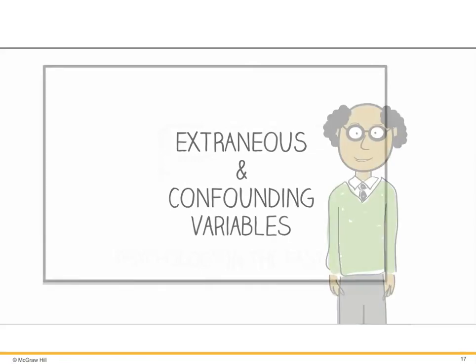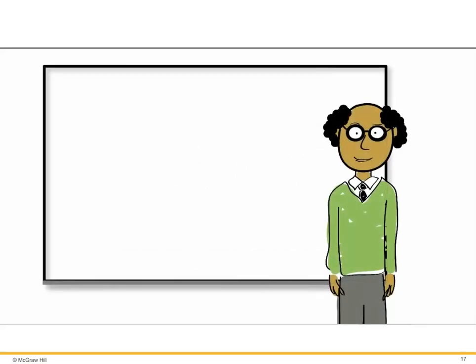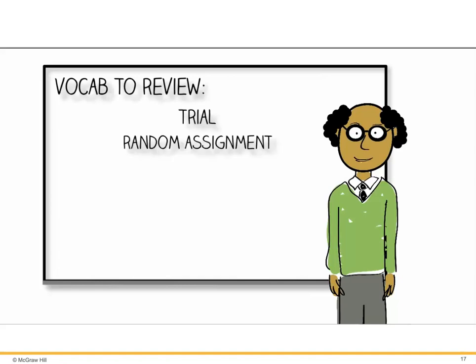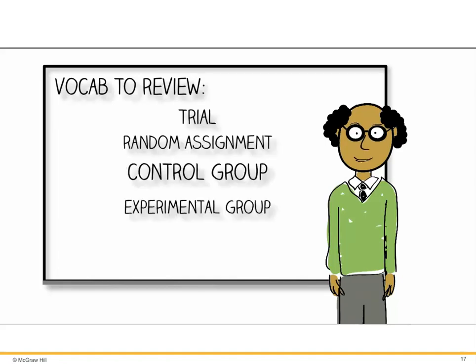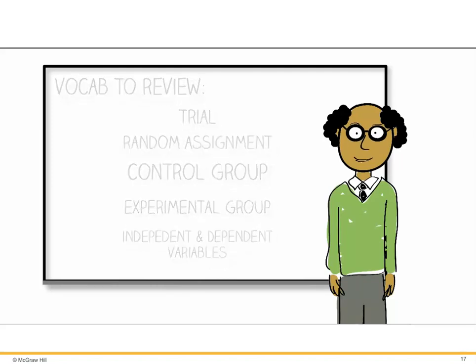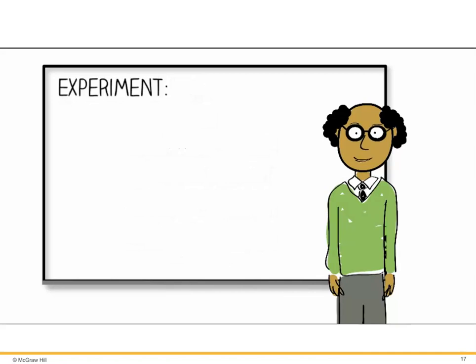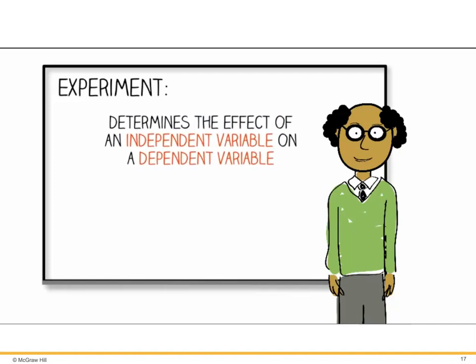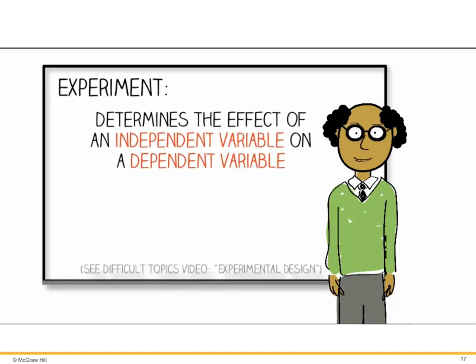Okay, by now you should be familiar with the procedure and vocabulary involved in an experiment. Terms such as trial, random assignment, control group, experimental group, and independent and dependent variables should be second nature to you. And you should be aware that an experiment is designed to determine the effect of an independent variable on a dependent variable. See Difficult Topics video, Experimental Design.